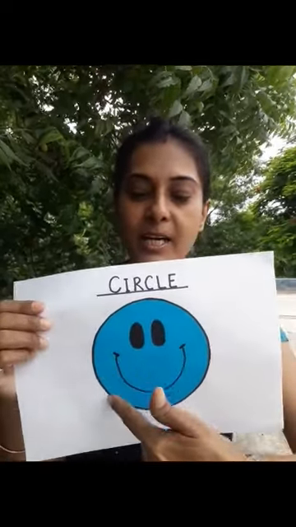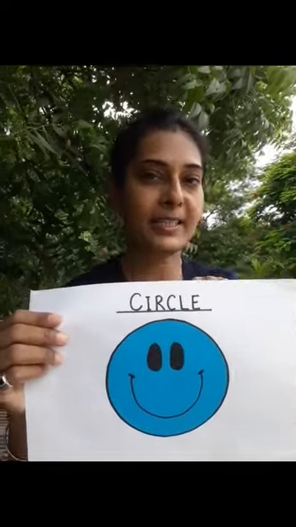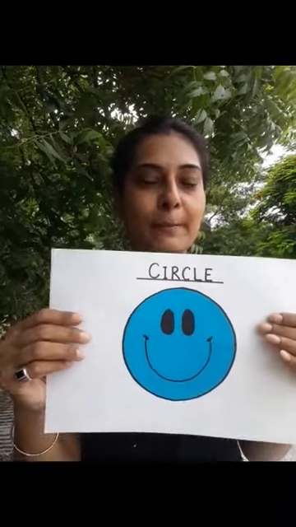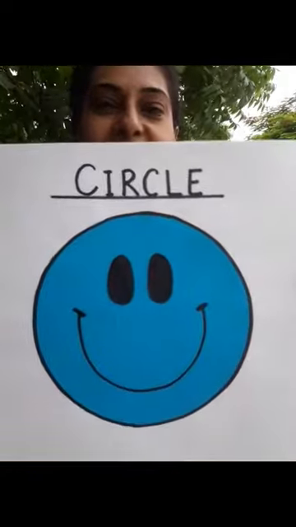This is a circle, and the circle has no corners. It is round in shape. This is a circle.